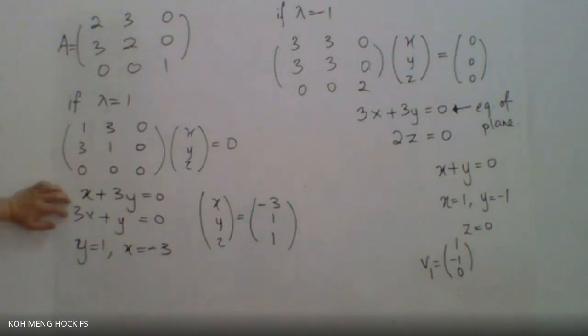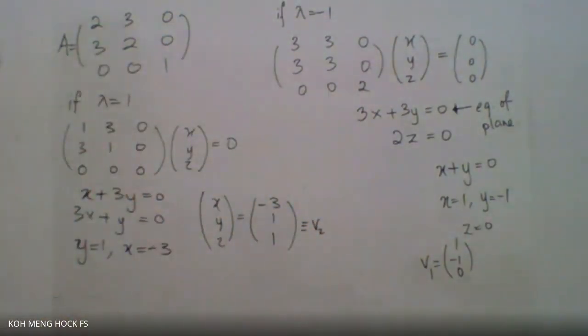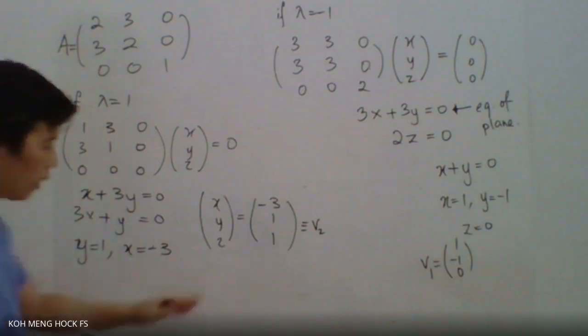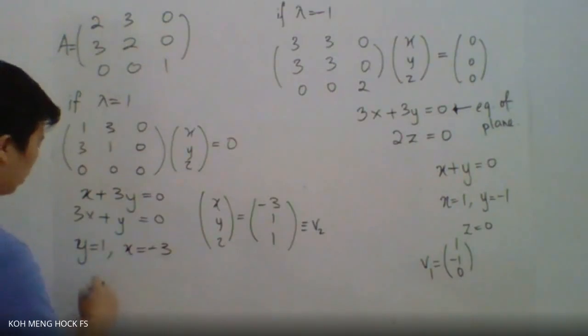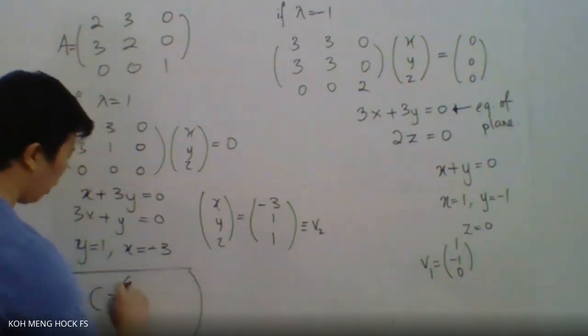Right. So this is V2, right? And you do the same for lambda equals 5, the next eigenvalue, you will get V3. And then now you can combine V1, V2, V3 into a matrix. Let's call this matrix C.